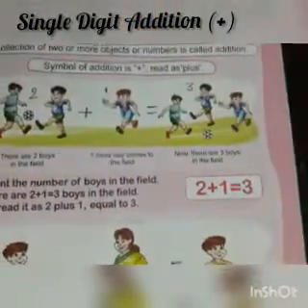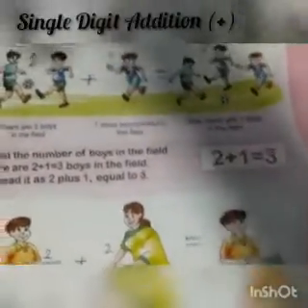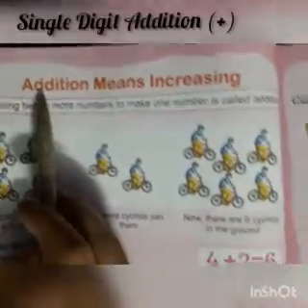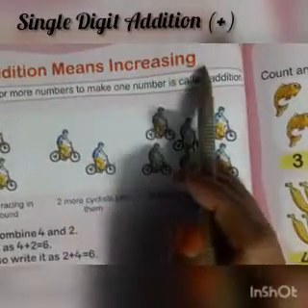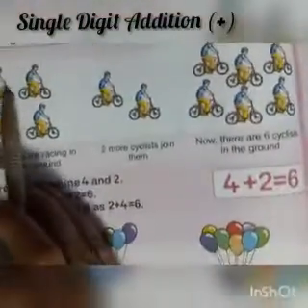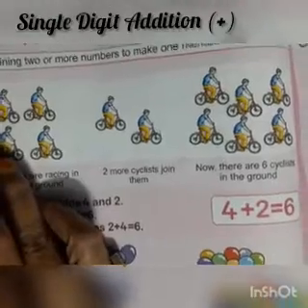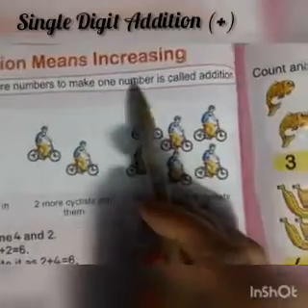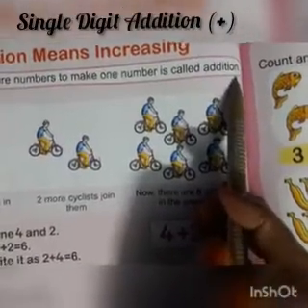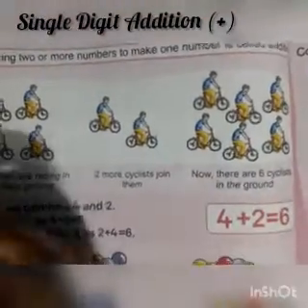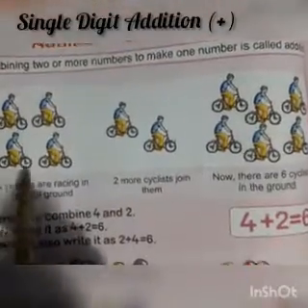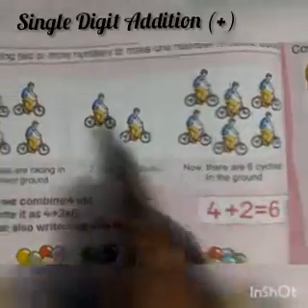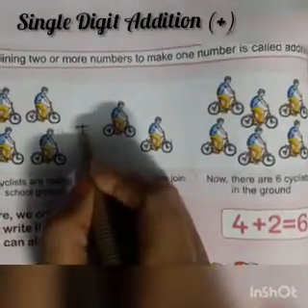So children, on this page you have learnt about addition. Turn to the next page. Read this heading. Addition means increasing. Okay. See. Now read the next heading. Combining 2 or more numbers to make one number is called addition. Okay. See this box. There are 4 bike riders. You can see there. Or cyclists. Now 2 more cyclists have joined them. So how will you join?